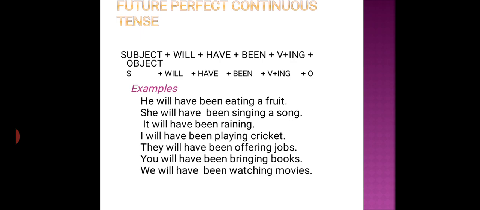Future perfect continuous tense: subject plus will or shall, plus have plus been plus V-ing plus object. He will have been eating a fruit. She will have been singing a song. It will have been raining. I will have been playing cricket. They will have been offering jobs. You will have been bringing books. We will have been watching movies.